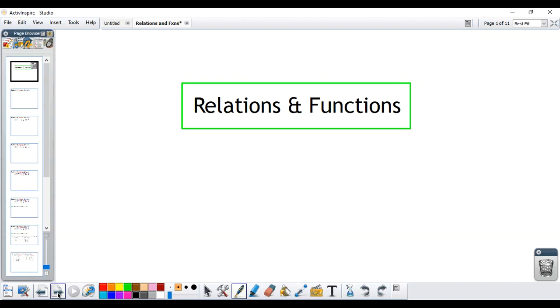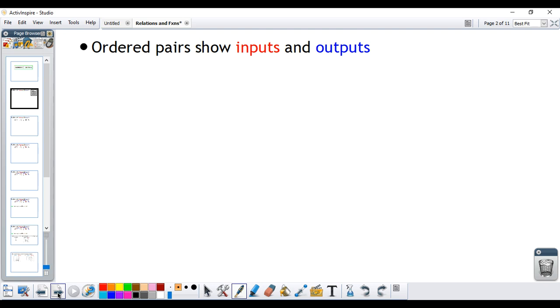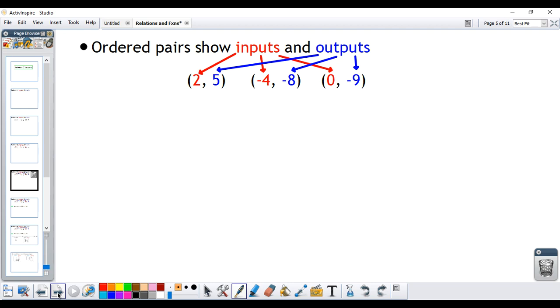Let's talk about the difference between relations and functions. First, we need to talk about ordered pairs. Ordered pairs show inputs and outputs. If we look at these three ordered pairs as an example, the inputs are all of the x values. It's what you plug into the equation. The outputs are all of the y values, what you get out of the equation once you've plugged the x in.